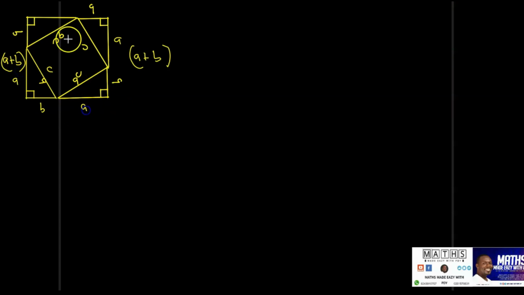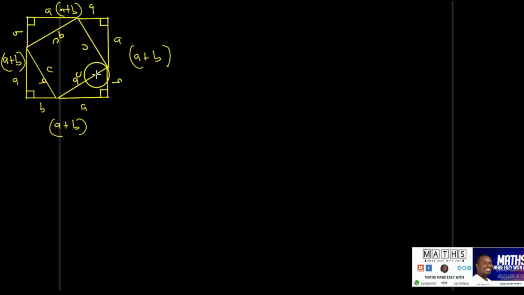How about this side? Here is A. Here is also A. So how about this side? Here is also A plus B. And the opposite side is still going to be A plus B. Do you agree with that? Yes. Okay.